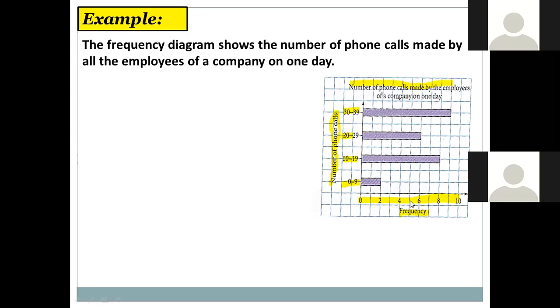تمام؟ هون for example بقول لك the frequency diagram shows the number of phone calls made by employees in a company in one day. تمام؟ And they start asking questions about it. How many employees made 10 to 19 phone calls? Who wants to answer?